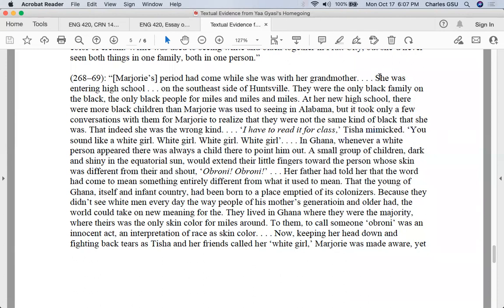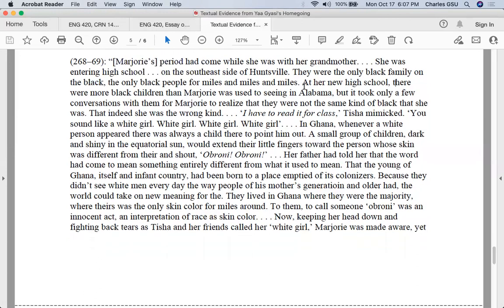She was entering high school, right, on the southeast side of Huntsville. They were the only black family on the block, the only black people for miles and miles and miles. At her new high school, there were more black children than Marjorie was used to seeing in Alabama, but it only took a few conversations with them for Marjorie to realize that they were not the same kind of black that she was, that indeed she was the wrong kind.